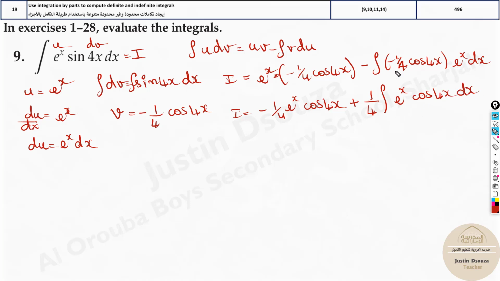Now can you see? It's similar to the question, but it's in terms of cosine 4x. That means we have to do it again now. We have to do integration by parts again. This side is done. We will do this side. And what's going to happen is we are going to get the question back. Now let us do it.